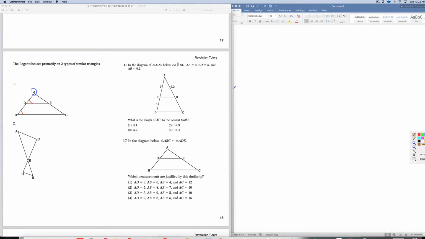This angle is obviously equal to itself. And this angle is equal to this angle. So because of that, this side is equal to this side, you understand? This side is equal to that side when you set up the proportions.